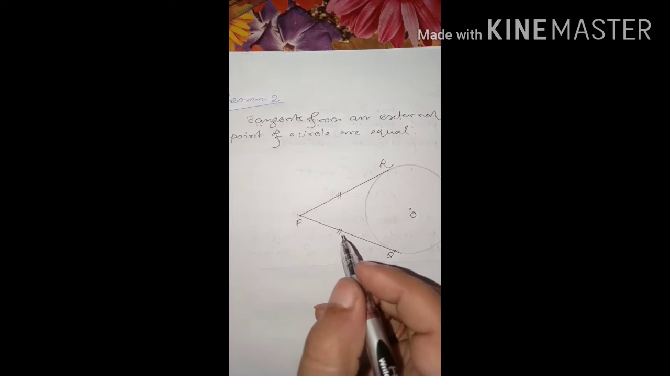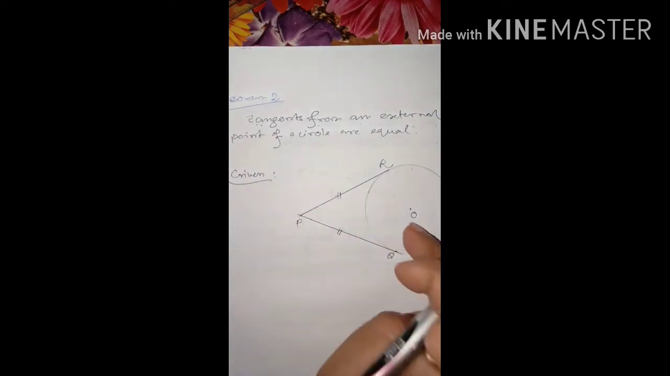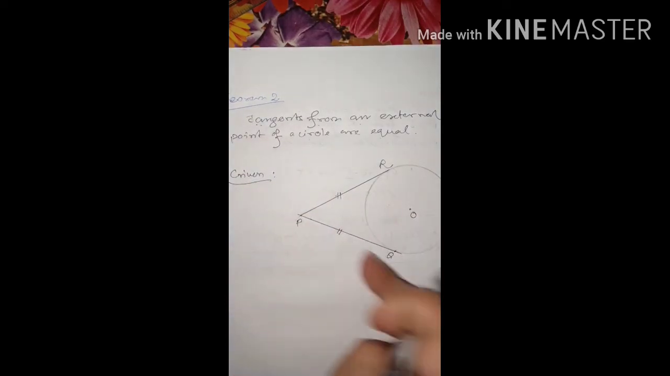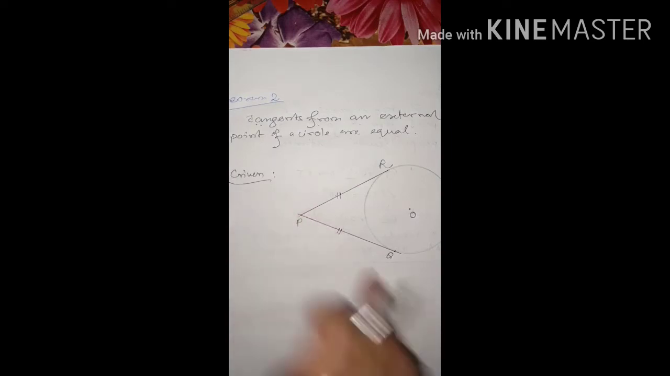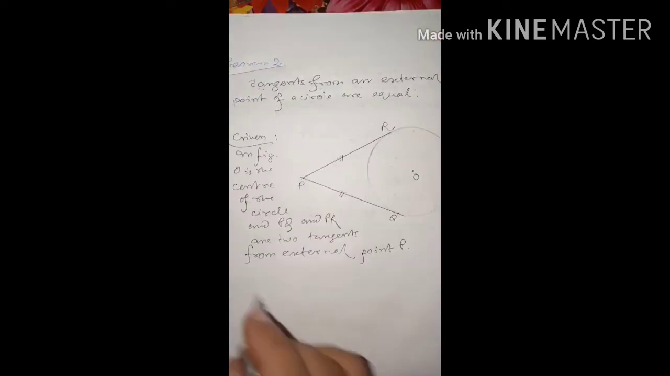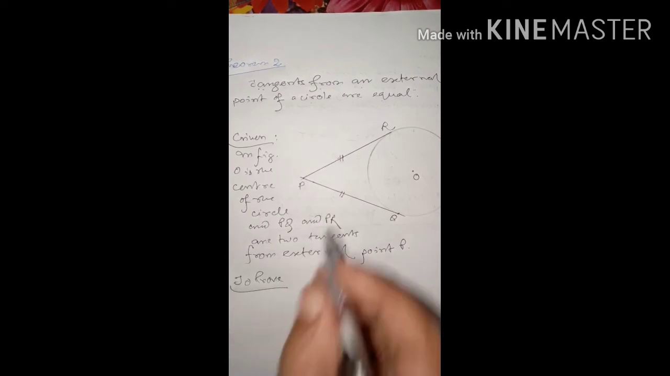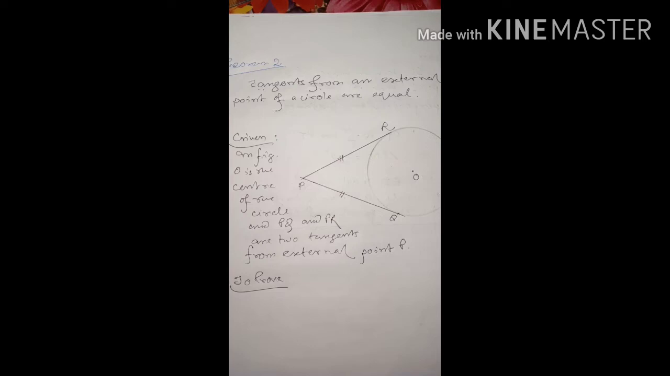We have to give the proof. So first write the given things here. What is the given information? In the figure, O is the center of the circle. PQ and PR are two tangents from the same point, external point P. We have to prove, we are going to show that PQ equals PR.